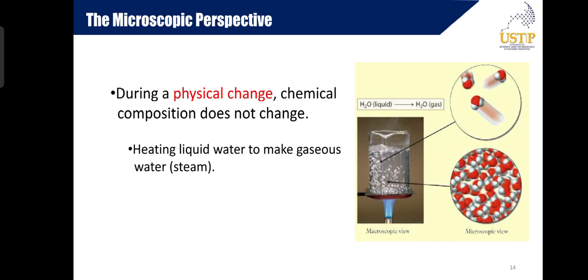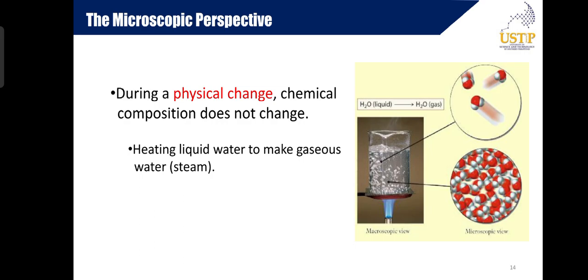So during a physical change, from a microscopic perspective, the chemical composition does not change. For example, you heat liquid water to a boiling temperature. When the liquid changes its property into a gas form, and it condenses back, it becomes liquid. So it doesn't change its composition. It's still H2O. Just that after its boiling point, it became gas, and then when it condenses back from gas to liquid.